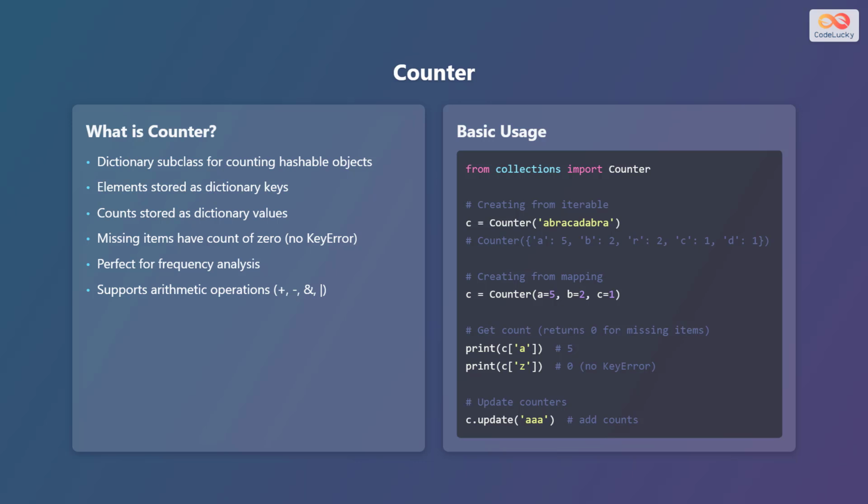You can also create a counter from a mapping. Here we create a counter with A equals 5, B equals 2, and C equals 1. To get the count of an item, use c['a'], which returns 5. If you try to get the count of a missing item such as c['z'], it will return 0 instead of throwing a key error. To update counters, use c.update with an iterable, such as the string 'aaa', which will add the counts to the counter.